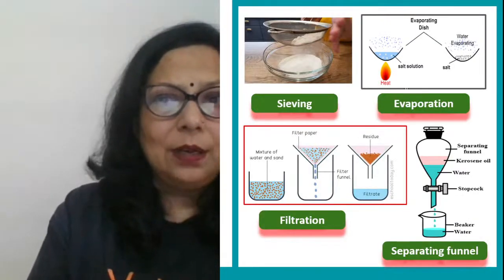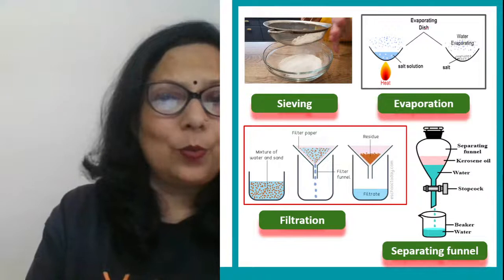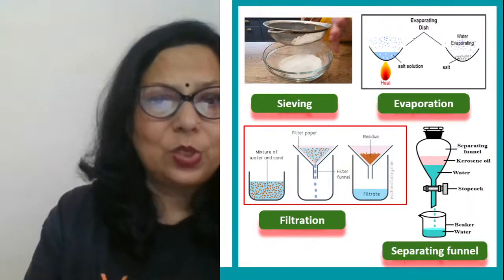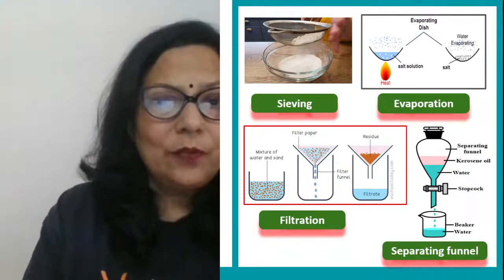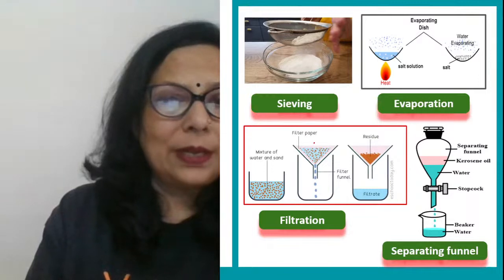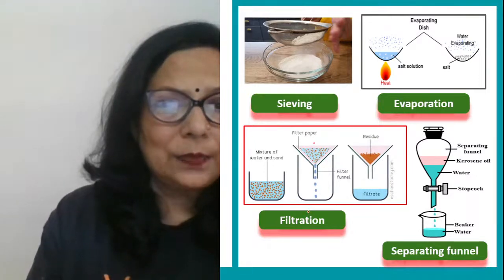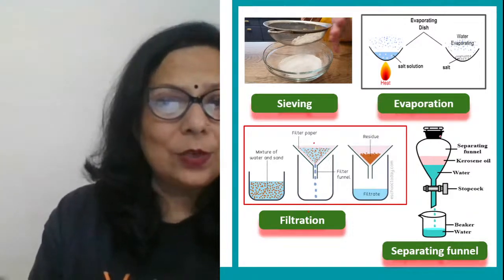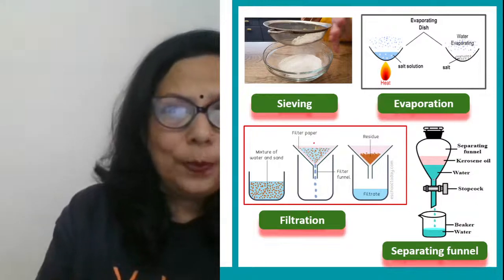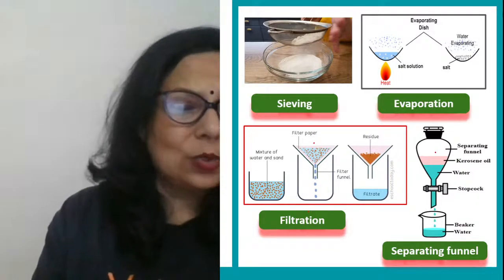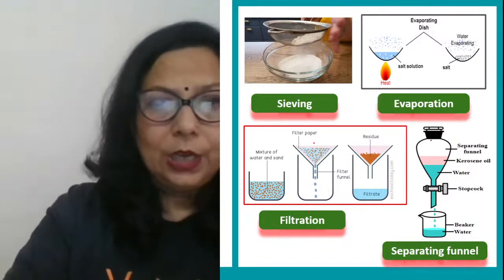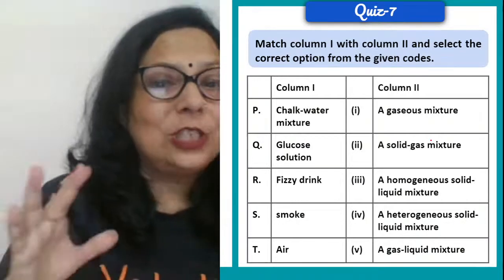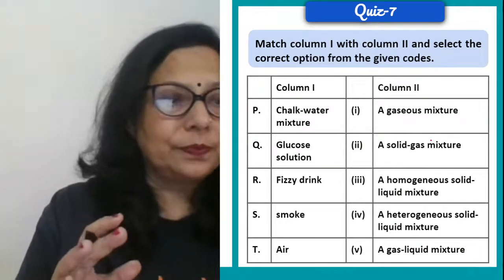Sieving is channa, evaporation is in sunlight when the water changes into the vapor state. Filtration is when you put the filter paper, the solid particles are left behind and the liquid comes down. Separating funnel is when you take oil and water and you open the tap, the oil being lighter is on the top, water is down. Open the tap, water will come out and oil will be left behind. So we have revised one full chapter through this, all methods.